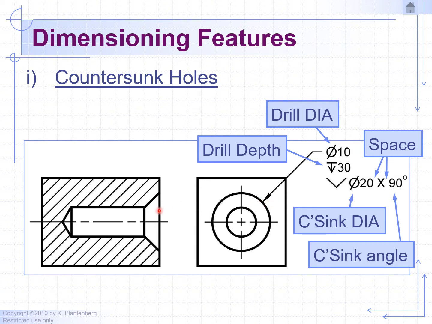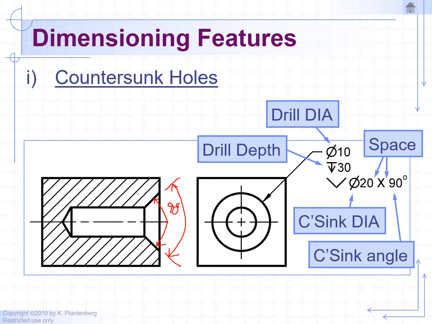Now the 90 degrees is not from here to here. The 90 degrees is actually from here to here. Okay, so that's 90 degrees. So it's 45 from the center axis line to this face, and 45 from the center axis line to this face, for a total of 90 degrees. So that's how we define our countersunk hole.